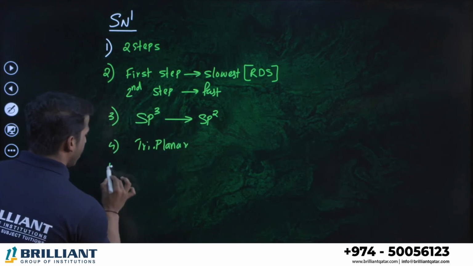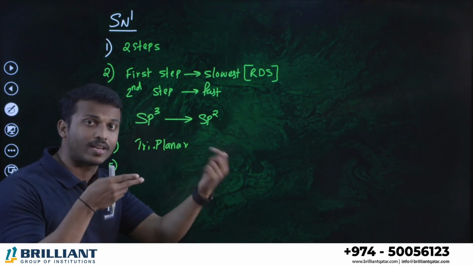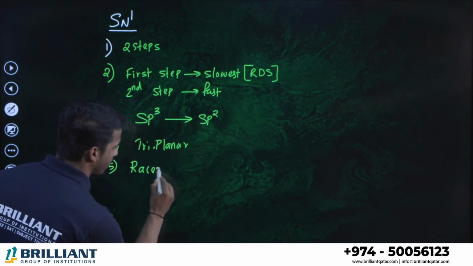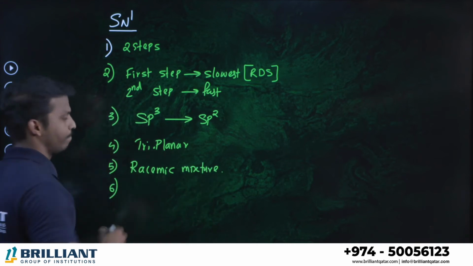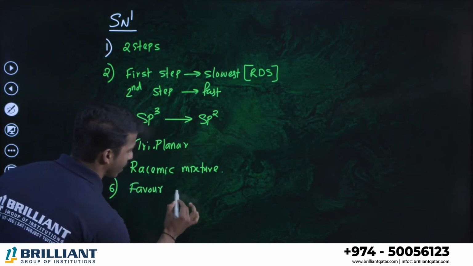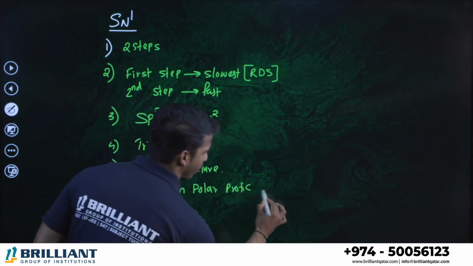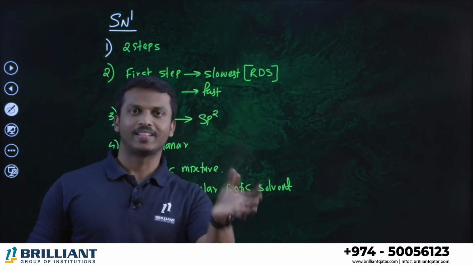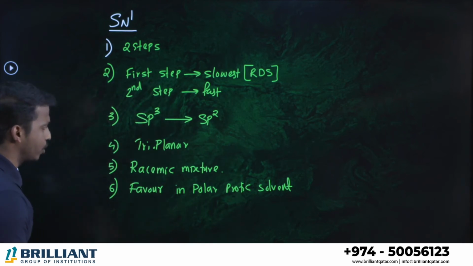Correct? Alright. You get two types of product, one by inversion, one by retention, because the nucleophile can attack from the front or the back. Therefore, it forms a racemic mixture. Sixth point. SN1 mechanism is favored, or reacts faster, in polar protic solvent. Can you recall what the polar protic solvents are? Yes, water, alcohol and ethanoic acid, like acids. Anything left? Racemic mixture, polar protic solvent.